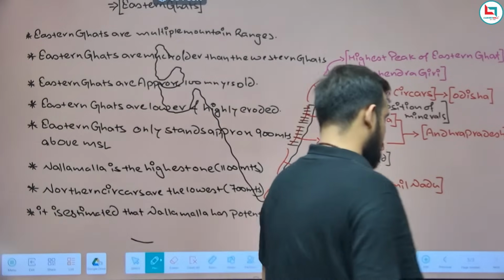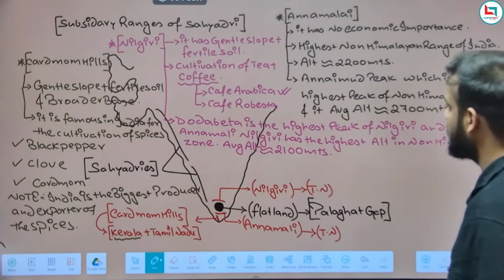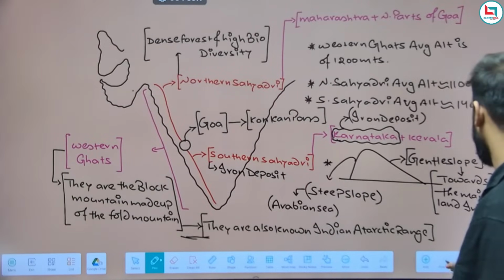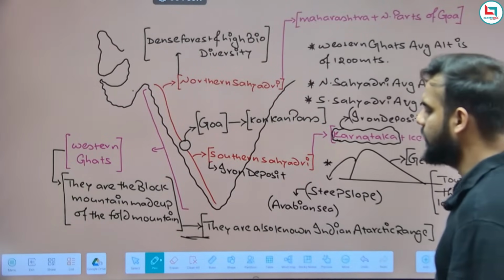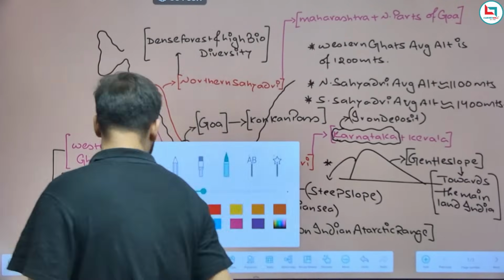Now, guys, first of all, let's revise what we have talked about. Today we have talked about the Western Ghats. Let me write down the heading.